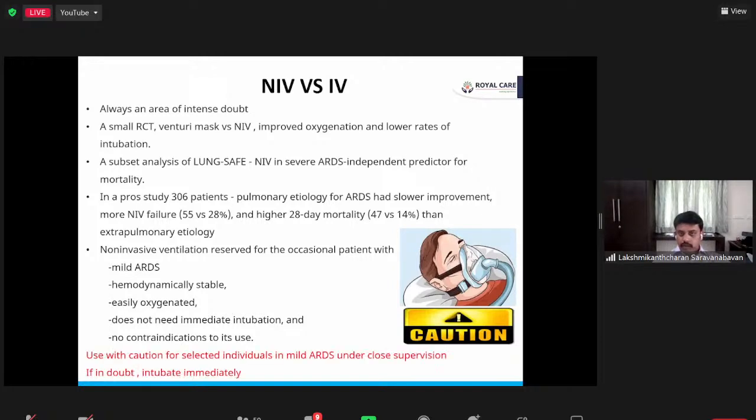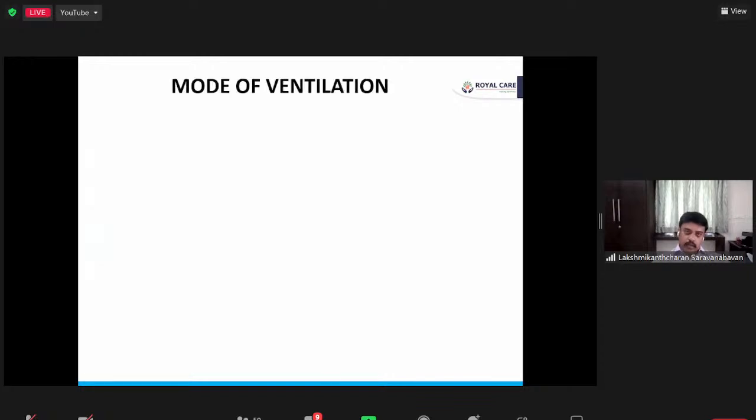So if you ask us what we do, we use it with caution for selected individuals with mild ARDS under close supervision, only in the ICU. Never use NIV in a patient with evolving ARDS in the ward or in a place where there is not much monitoring. And if at all there is a doubt, intubate them immediately. Do not prolong the non-invasive ventilation when you have doubt that the patient is not improving.